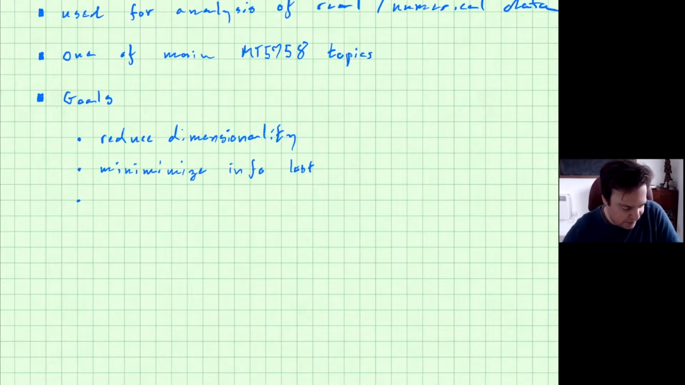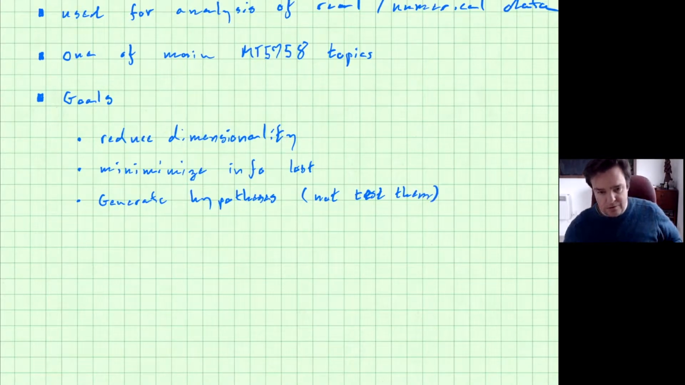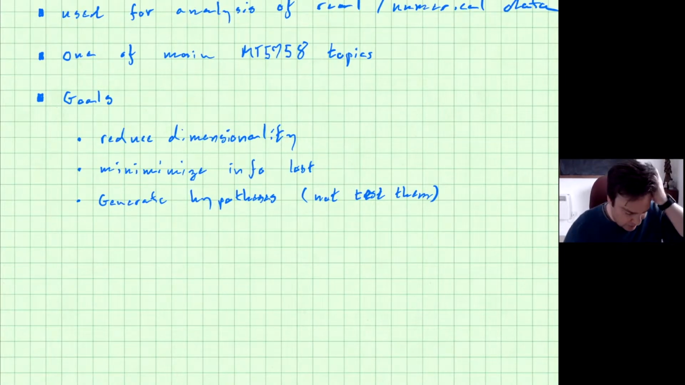In the language of statisticians, I don't know if this is so much a goal or rather a descriptor. I guess it's a goal. You want to generate hypotheses. So you use PCA to help you generate hypotheses about the data rather than test the hypotheses. Not test them. Right? So it's really kind of a hypothesis generating tool, an idea factory, if you want.